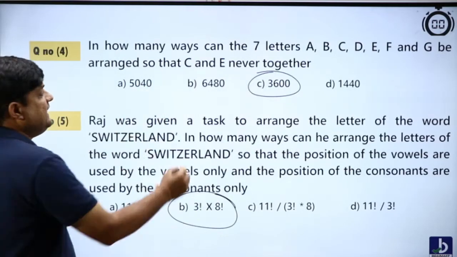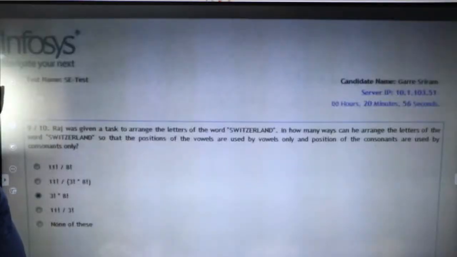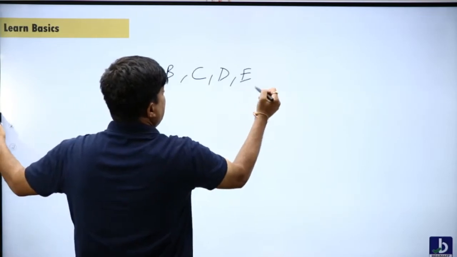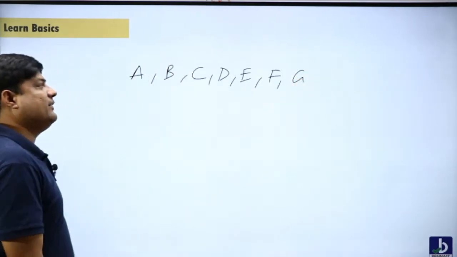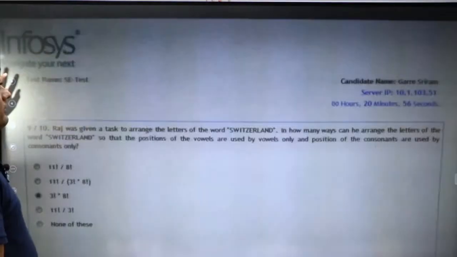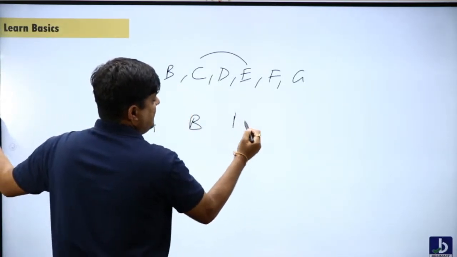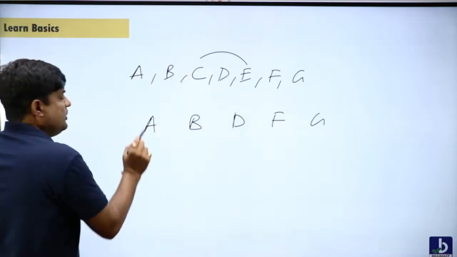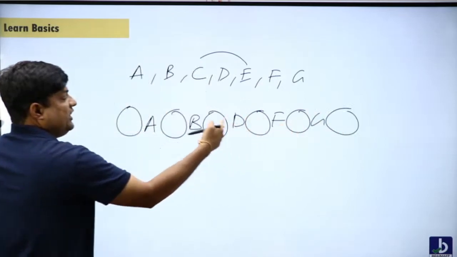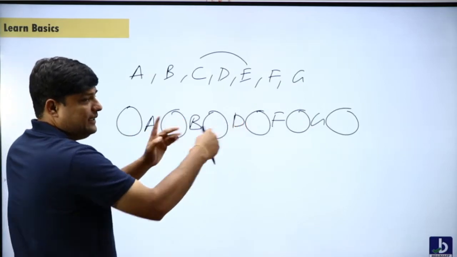What is it? C and E never come together. In A, B, C, D, E, F, G, C and E never come together. That's very simple. Have a look here. A, B, C, D, E, F, G are in standing order. C and E never come together. So let's place A, B, then we have D here, then F here, then G. So how many slots are there here? 1, 2, 3, 4, 5, 6. In these 6 slots, C and E can be accommodated wherever they can fit.